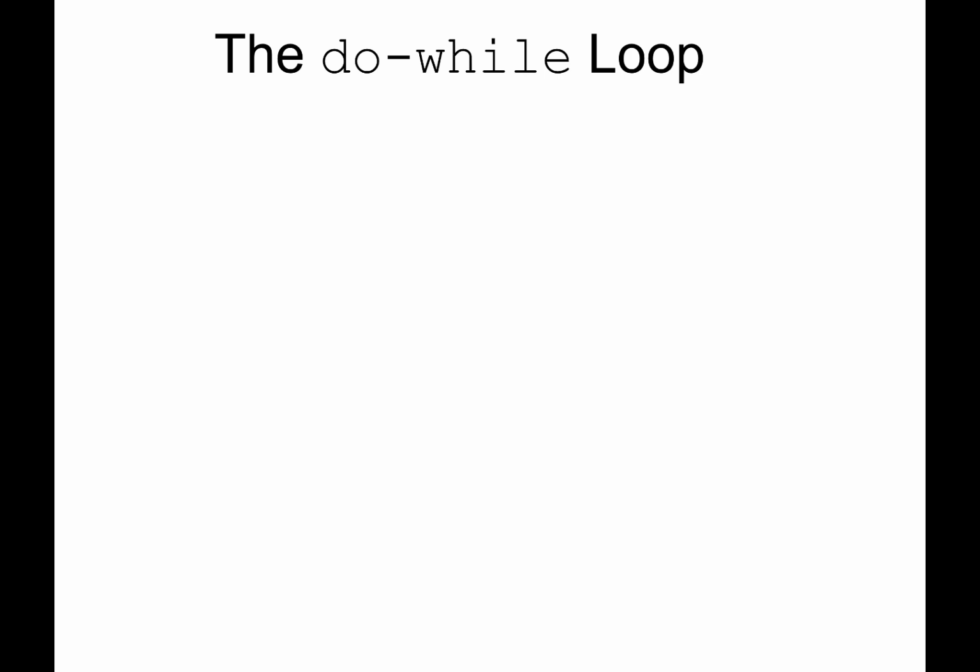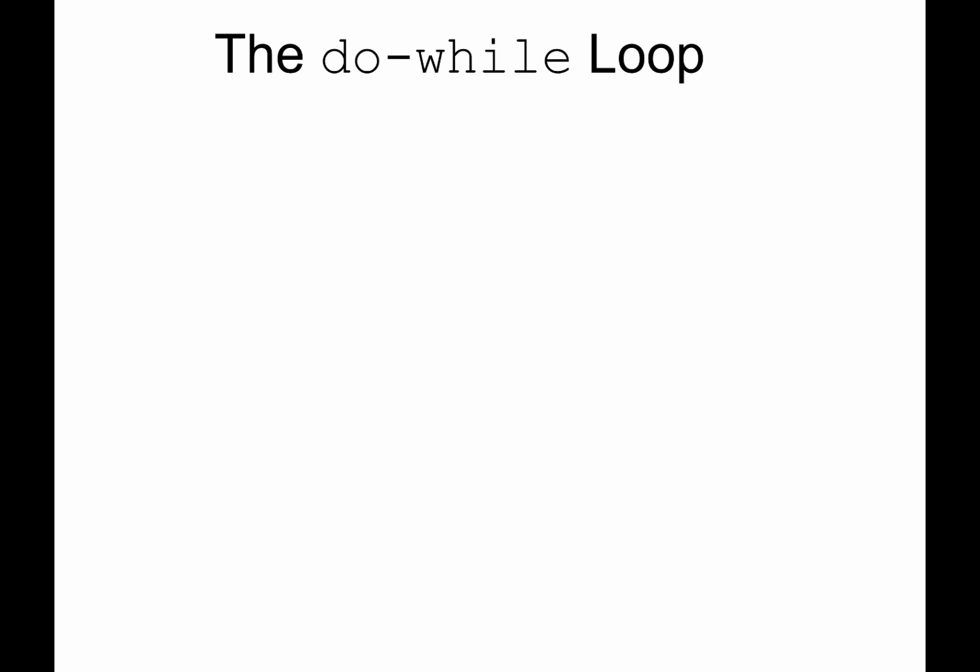For the do while loop, remember the while loop was a pre-test loop. In other words, your condition would be tested before the loop runs. So it's going to test your condition, then run the loop. If your condition is false, it's never going to run the loop. If your condition is true, it's going to run the loop until it becomes false.